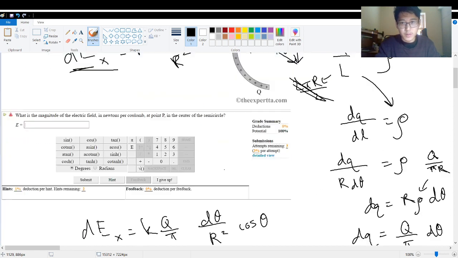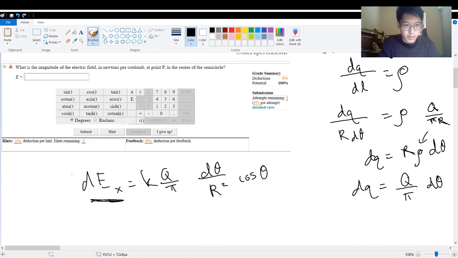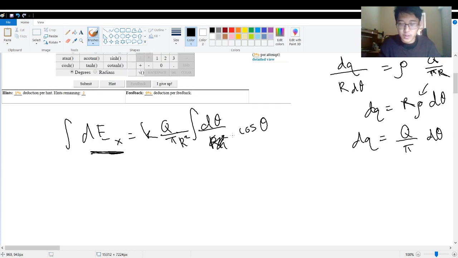And what we could do is let's actually now take the integral. It's asking us for the integral. So if you take the integral of both sides, we can take out the r squared, because again, it's constant, so we don't even worry about it. So we're just integrating cosine theta, and so this obviously just becomes the entire electric field. So E equals kq over pi r squared times the integral of cosine theta d theta.